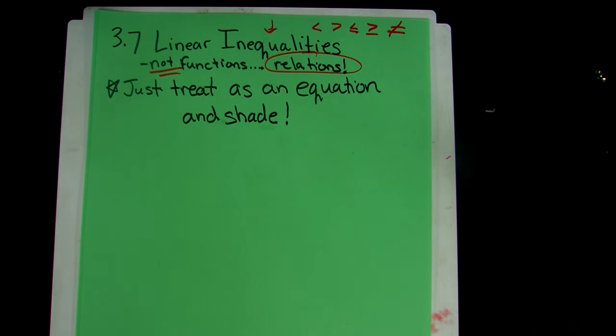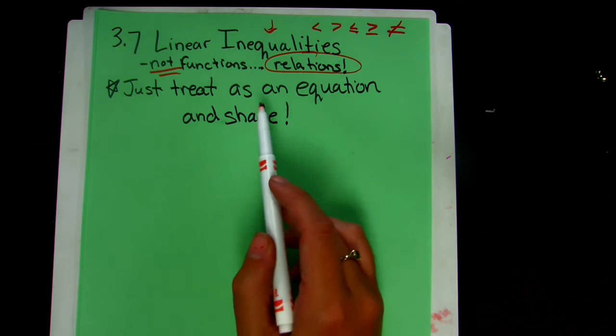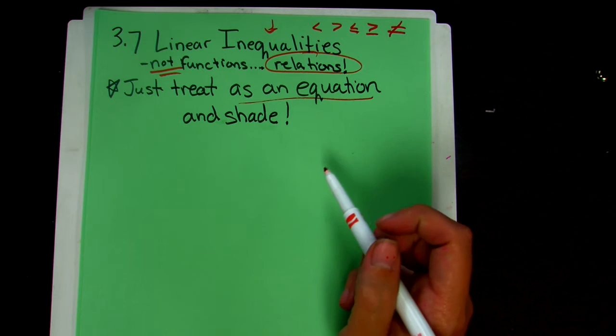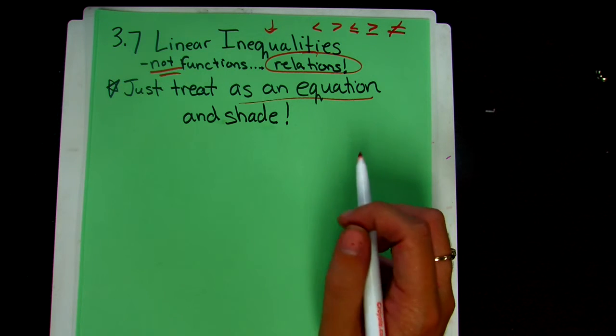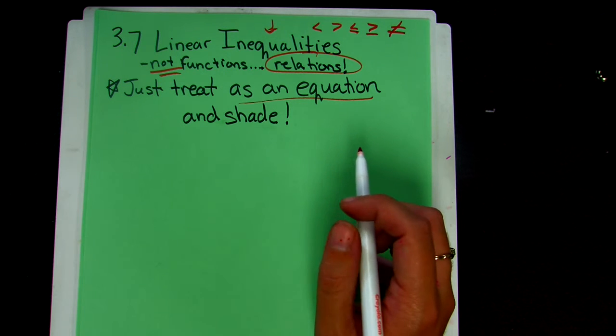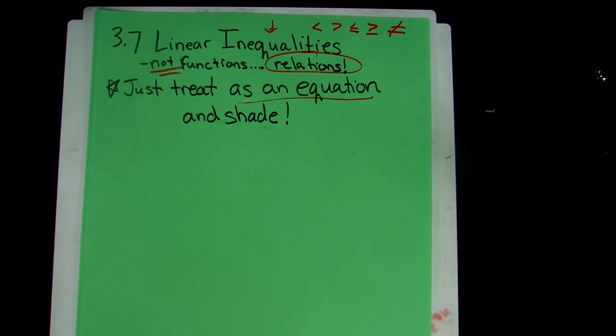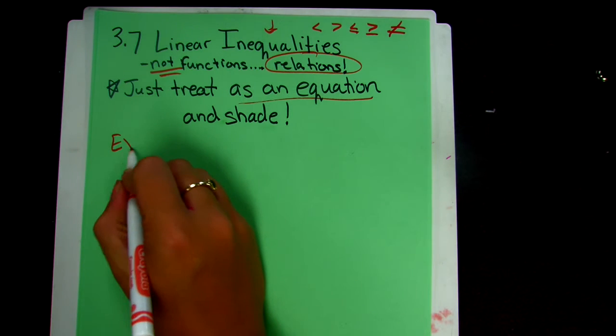So in order to graph a linear inequality, just treat it as an equation. And then once you have graphed the equation, you decide which portion of the plane represents the solution. So it's either greater than or less than the line, and then you shade it. So let's take a look at an example. Example 1.